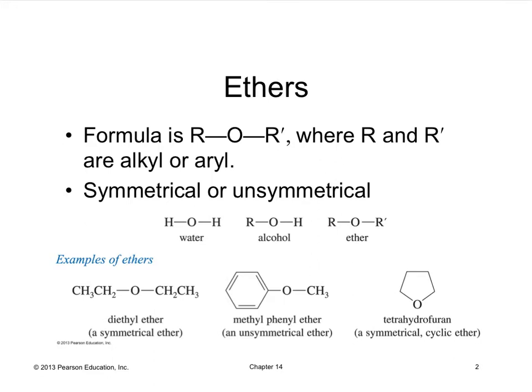Some examples of ethers are shown here. Here's diethyl ether, which is a symmetrical ether. Methylphenyl ether, which is an unsymmetrical ether. And here is a cyclic ether, a symmetrical ether called tetrahydrofuran.